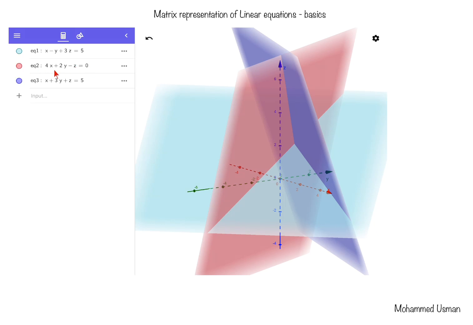Similarly, the second equation is represented by the red plane or the red surface, and the third equation is represented by this blue or violet surface in this three-dimensional space. And what we are trying to find by way of solving these equations is the values of x, y, and z that would satisfy all the three equations. That means that point should lie on all the three surfaces. The point corresponding to the solution of x, y, and z should be present in all the three planes.